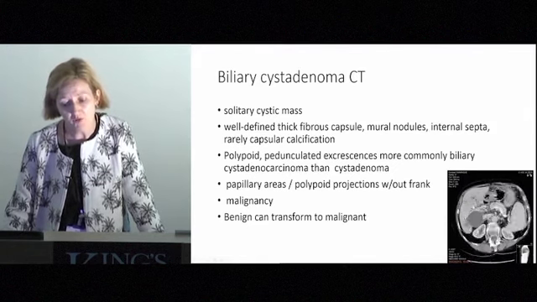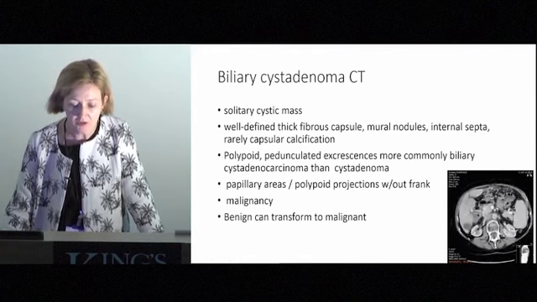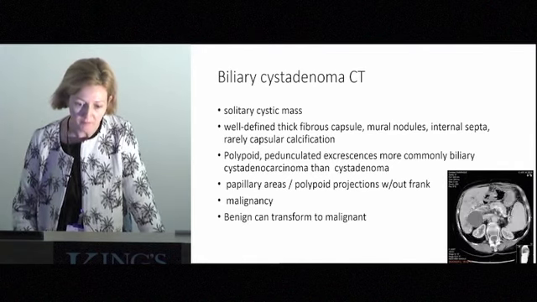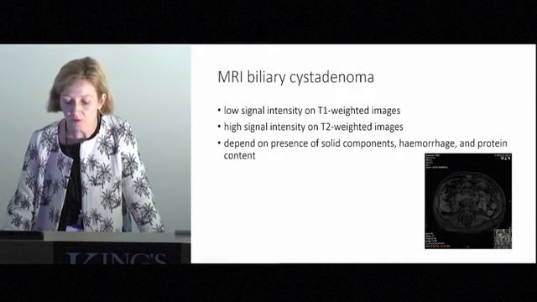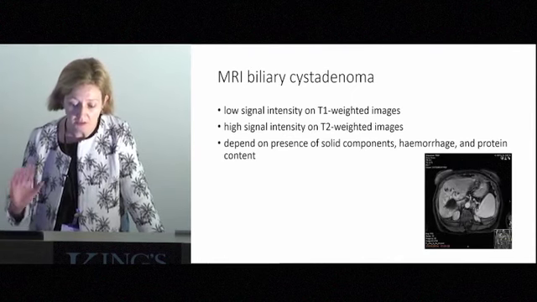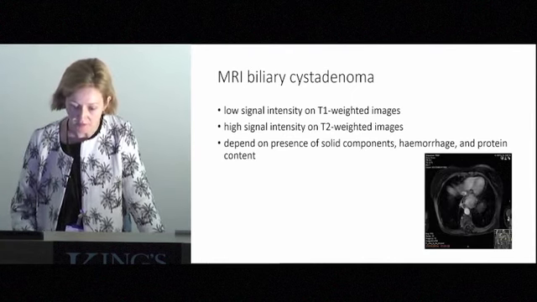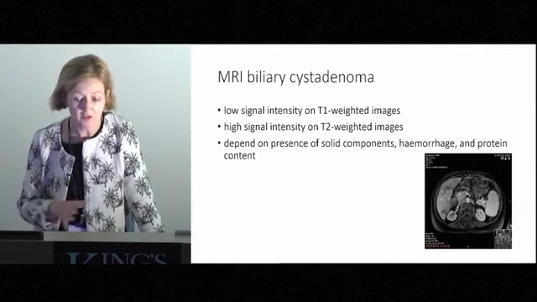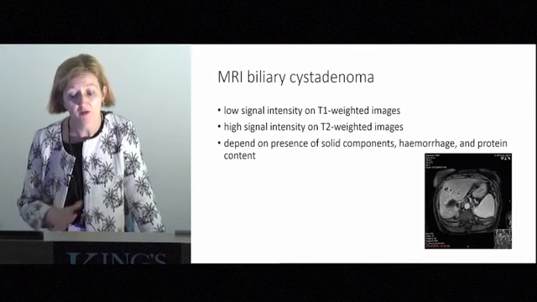You may see polypoid excrescences and enhancing nodules. They don't necessarily mean malignancy, but they can make it more likely to be malignant. We can also look with MRI, and this is the same lady with MRI. And again, it'll be low on T1 and high on T2, depending on the components of it, with some biliary dilatation. Now, we would recommend removing these lesions and not really following them up ad infinitum in a perfect world.